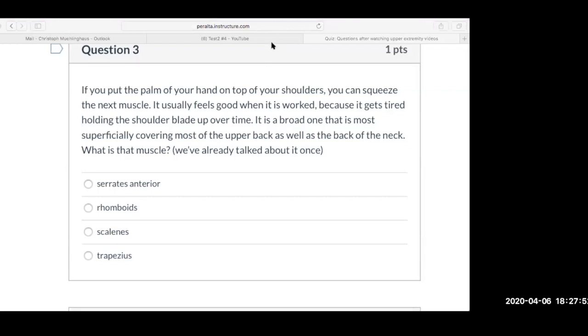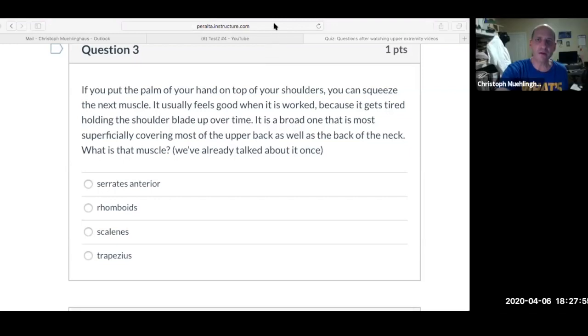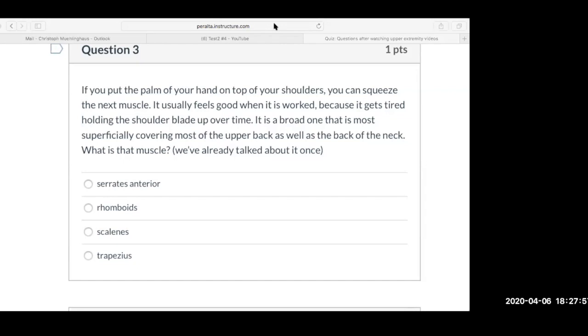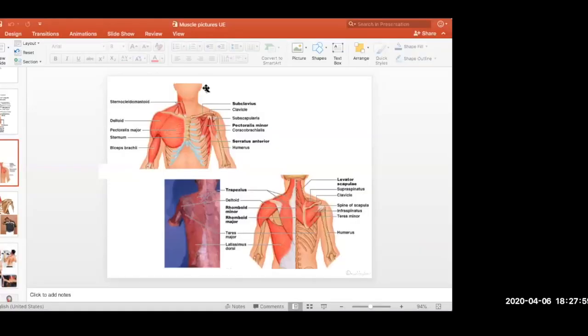Trapezius. And you see this? You see the PowerPoint? No. Only the question. Oh, God. Okay, here it is. There you go.